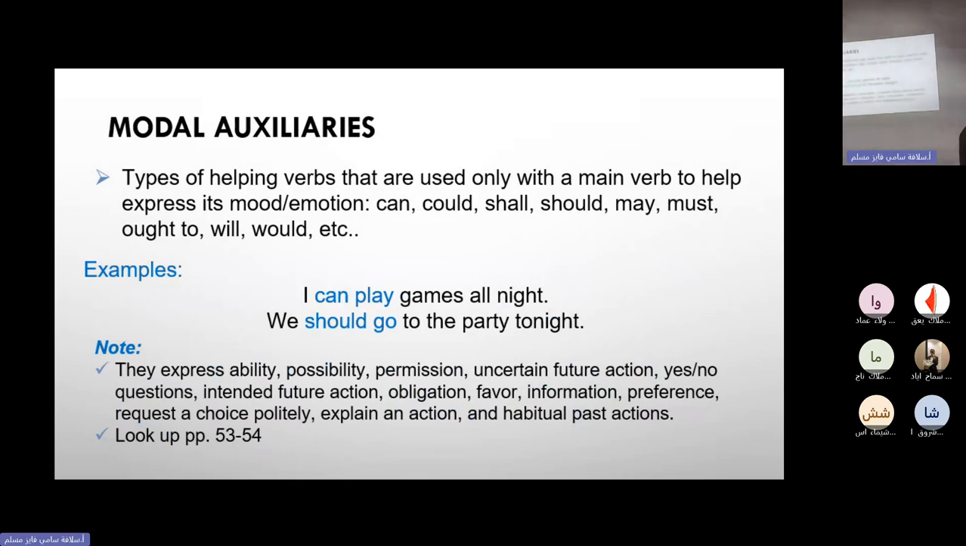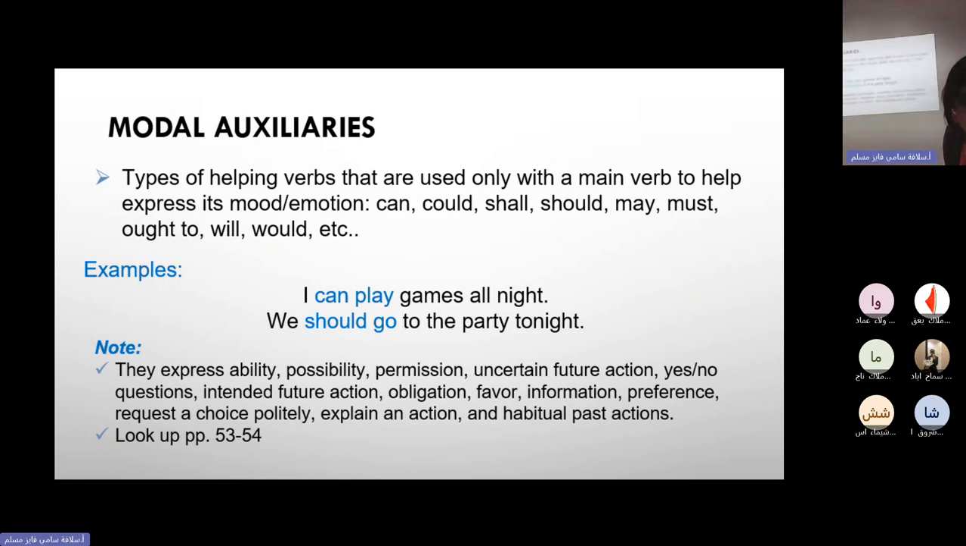المودلز تعرف شو هن المودلز؟ Can, would, should, shall, must, might كله هذا. اوكي. So these types of helping verbs are used only with main verbs. يعني ما بيجوا لحالهم، بيجوا مع فعل أساس. Okay? To help express mood and emotion. Okay? حتى الأفعال عندها mood وعندها emotion. تحتاج حدا يطلع هاي المود والايموشن.